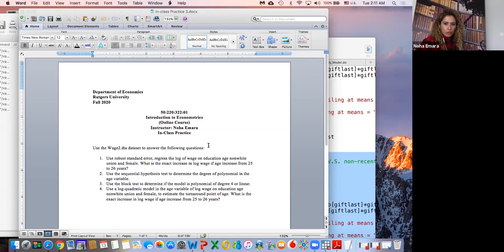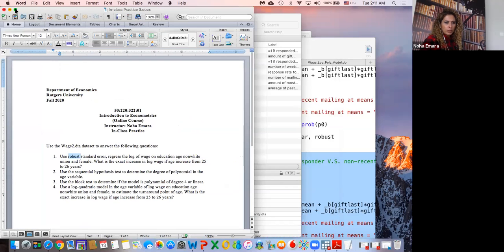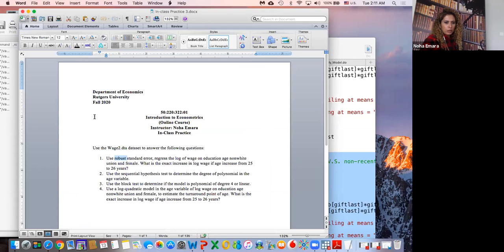Okay, so let me show it to you since we are here before I leave Stata. So this one, we were asked to compute, okay, I just want to maximize this.